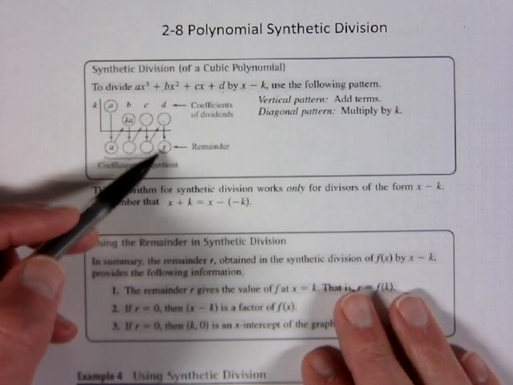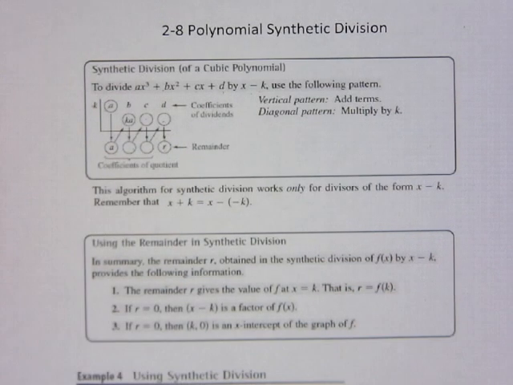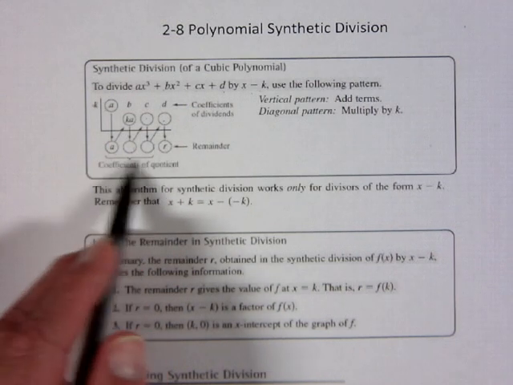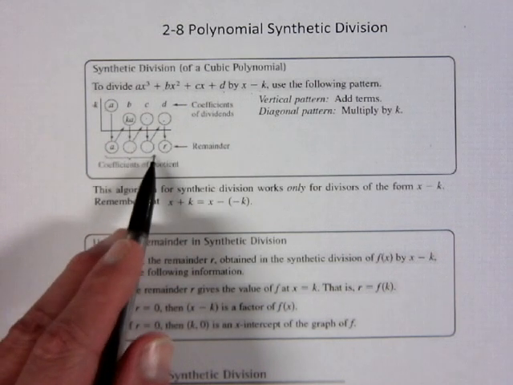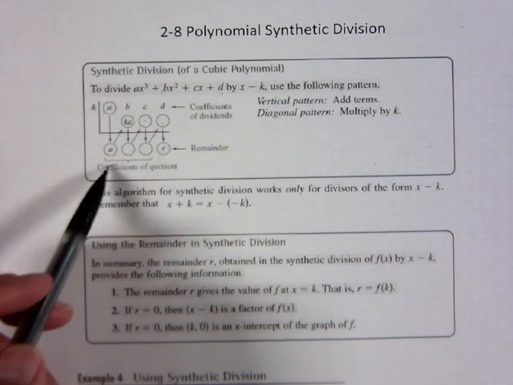All right? And this part would be your remainder. So if you end up with a 0 here at the end, that means it divides evenly. And if you don't, then that would be your remainder. And these here would be the coefficients of the quotient. And of course, it would be to one less power than what you had here.